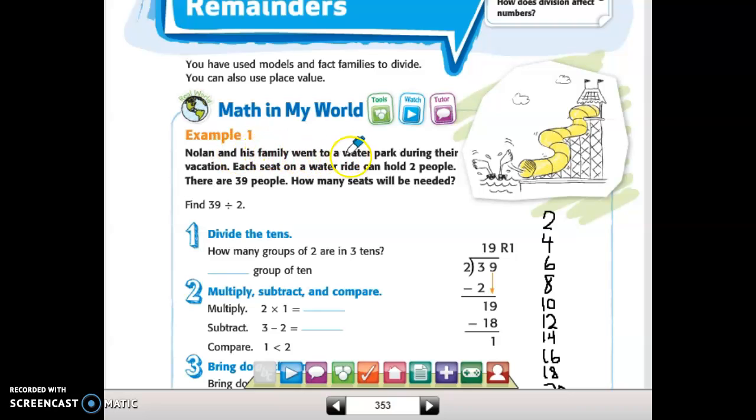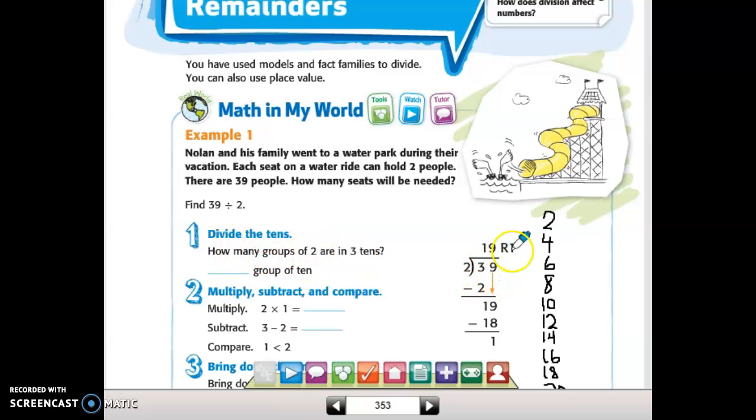Nolan and his family went to a water park during their vacation. Each seat on a water ride can hold 2 people. There are 39 people. How many seats will be needed? 39 divided by 2, which is the equation that they've set up here.